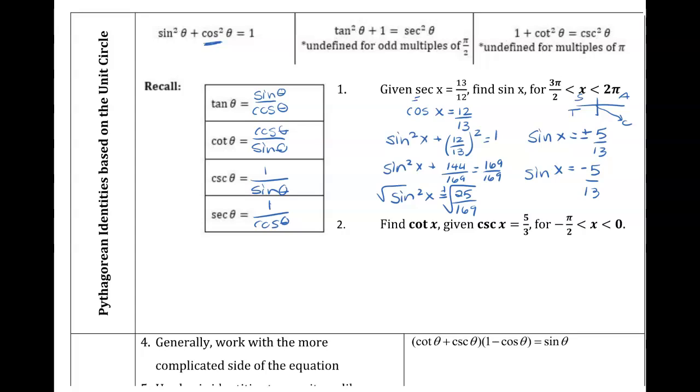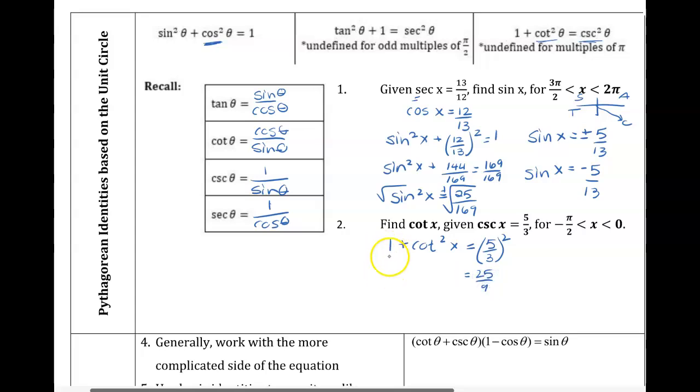Next, we're trying to find what cotangent is given cosecant. So if I go to where cotangent is in one of my Pythagorean identities, and make sure you commit these to memory, I'm trying to find cotangent. So if I know cosecant, I can plug in and solve. And I do know cosecant in this problem. So we have 1 plus our cotangent squared of x is equal to cosecant squared. So 5 over 3 squared, I know that's going to give me 25 over 9.